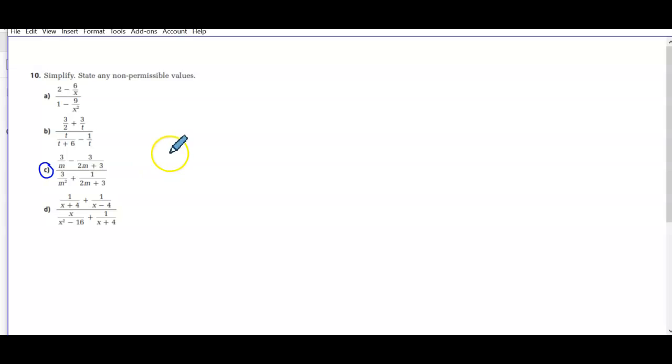Then look at all denominators and find the lowest common denominator of all of them. So this fraction has a denominator of m. This has 2m plus 3, so that's got to be a factor. Here, m squared, so that means this needs to be squared, and this is 2m plus 3. So this is your lowest common denominator of all the fractions.